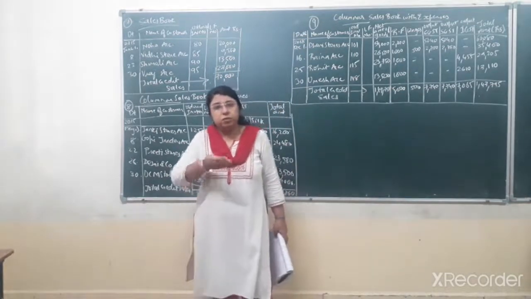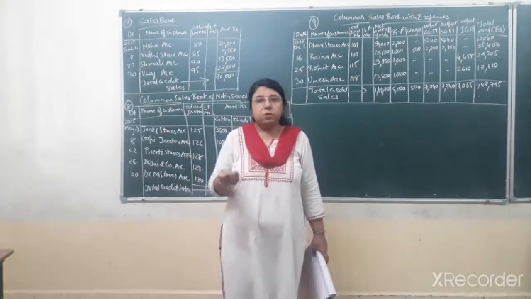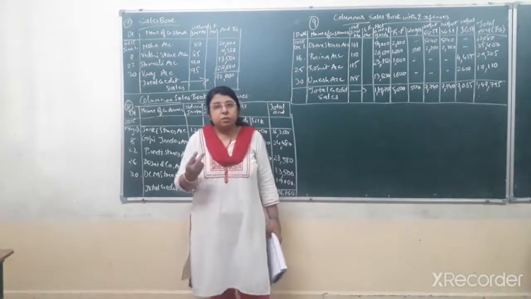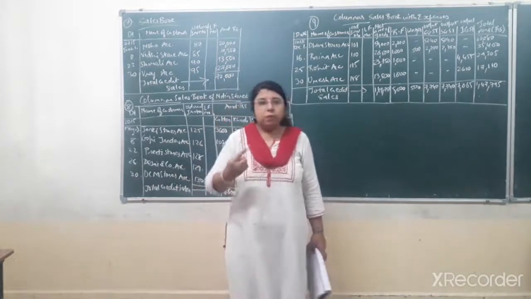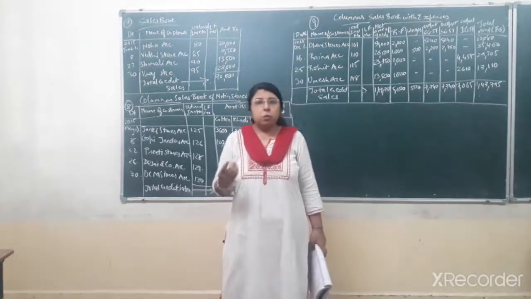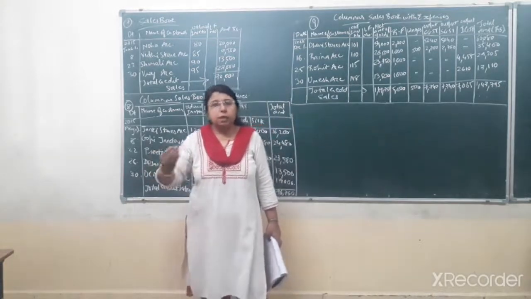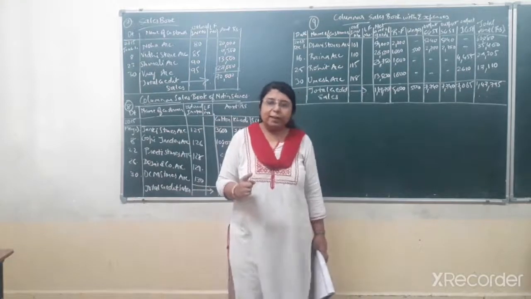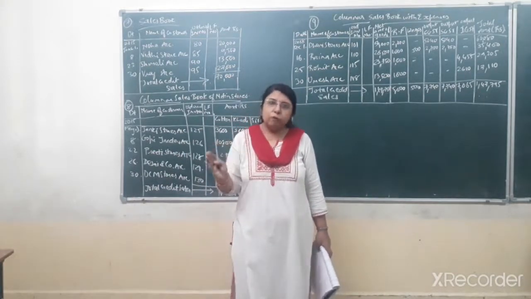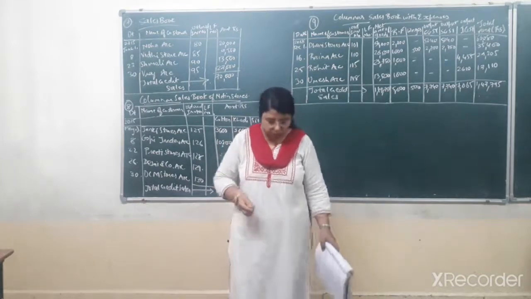Already we have studied the different types of GST. Within the state, two different types of taxes will be applicable, that is CGST and SGST. But when the transaction takes place outside the state with another state, suppose between Gujarat and Rajasthan, then only one tax will be applicable, that is IGST. Okay, so we have to prepare three columns for the different types of GST.